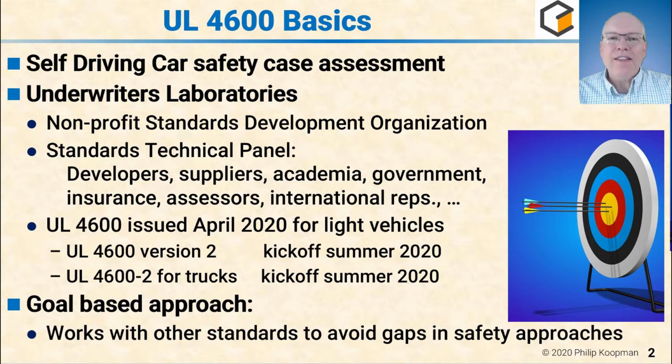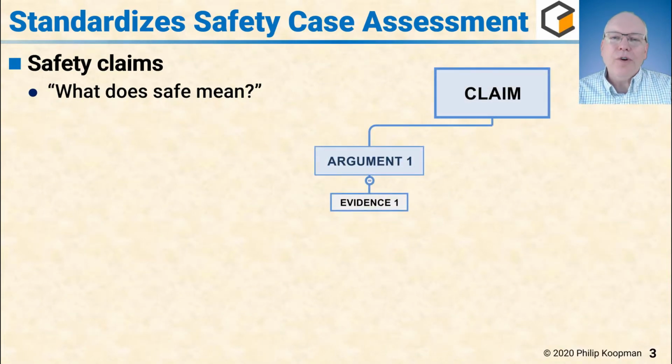Rather than saying this is how you have to do the various tasks, it talks about what the goals are, to make sure you've done whatever tasks you choose to do properly and with enough coverage to ensure safety. It works with other standards to avoid gaps in the safety approach. The strategy of UL 4600 is that it standardizes the safety case assessment approach.